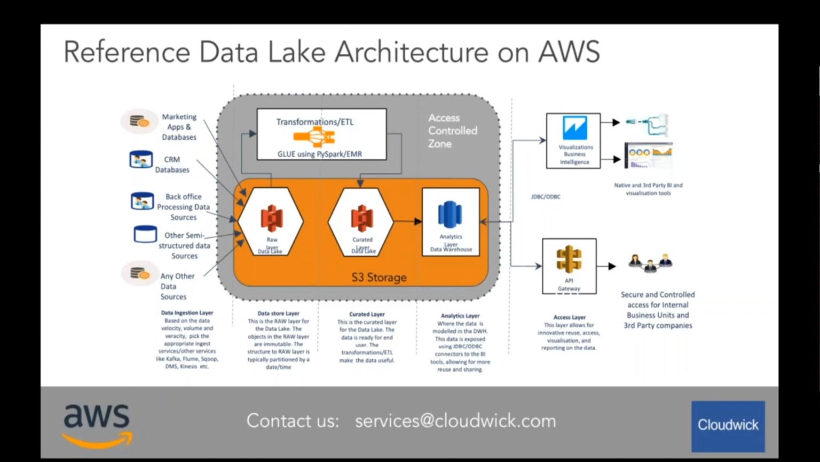That can then trigger transformations to produce a curated layer. This data is useful. It's ready for end users, and we then have an analytics layer, which is a data warehouse using Redshift, which can be spun up on demand. And we can make that accessible to our clients using traditional JDBC or ODBC connections, or using the API gateway. We can allow for advanced analytics and things that you can't do with SQL.